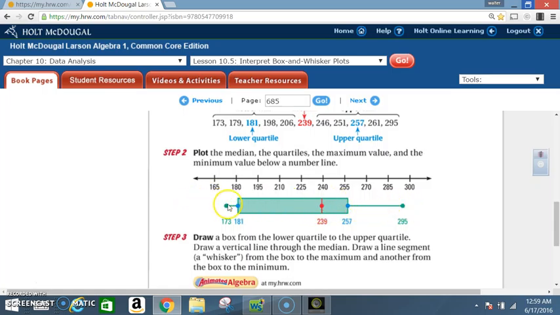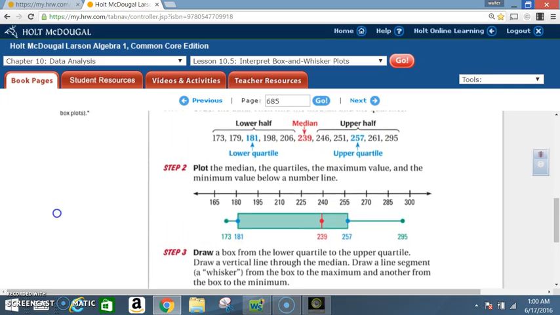After I plot my dots, I make what's called a box, the box part. The box part is right here. It covers the lower quartile to the upper quartile. That's your box. This line right here is your median. That's that number right there, 239. After you make the box and put in your median, then you make your whiskers. That's one whisker right there, and that's the other whisker right there.